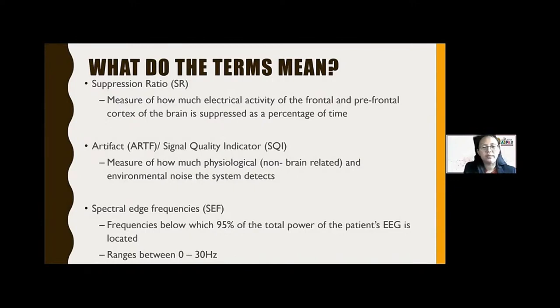Artifact or signal quality indicator is a measure of how much physiological, non-brain related and environmental noise the system detects. The spectral edge frequencies are the frequencies below which 95% of the total power of the patient's EEG is located, and this usually ranges between 0 to 30 Hz.